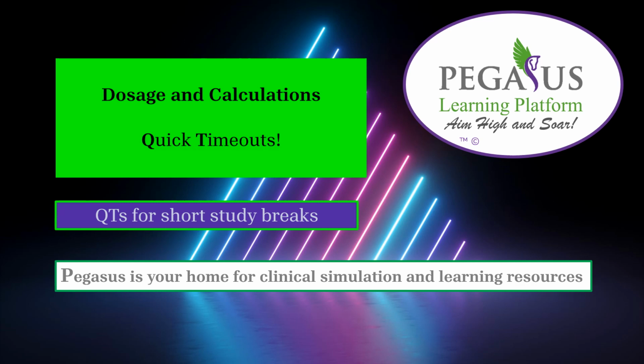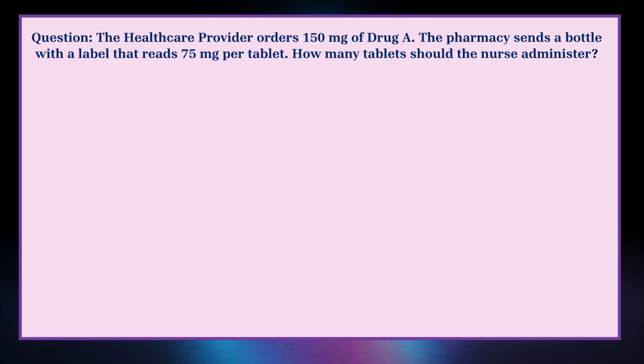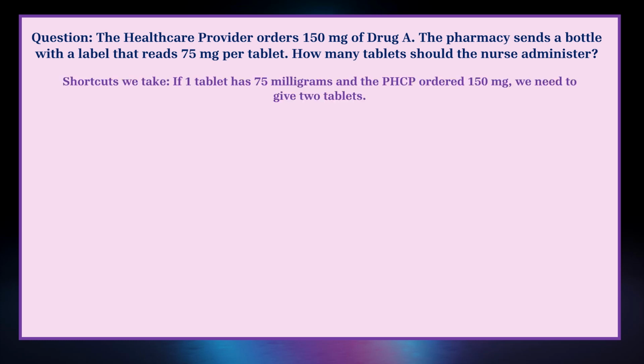This quick timeout is a short study break for dosage and calculations. In this scenario, the healthcare provider orders 150 milligrams of drug A. The pharmacy sends a bottle with a label that reads 75 milligrams per tablet. How many tablets should the nurse administer?